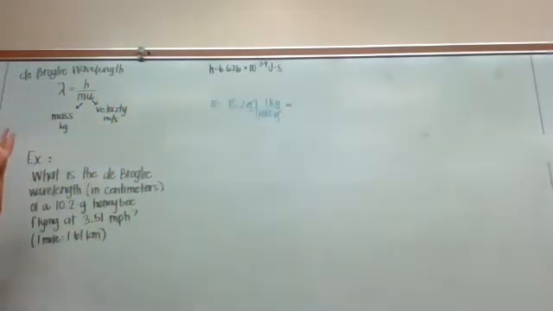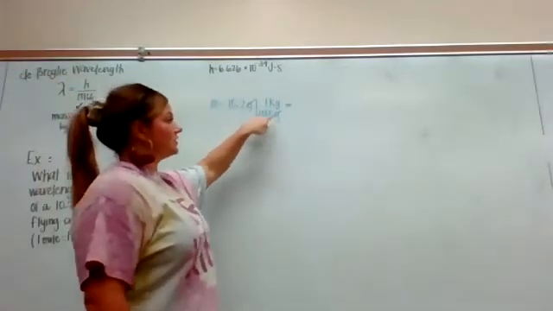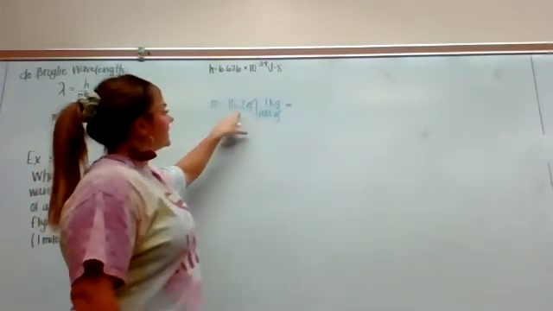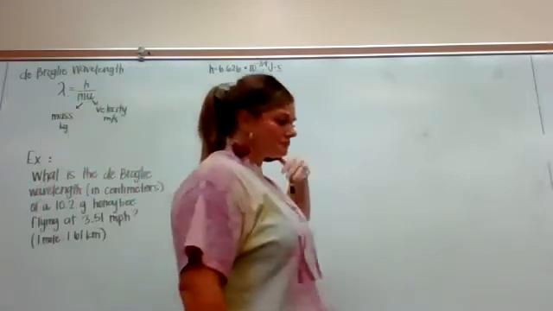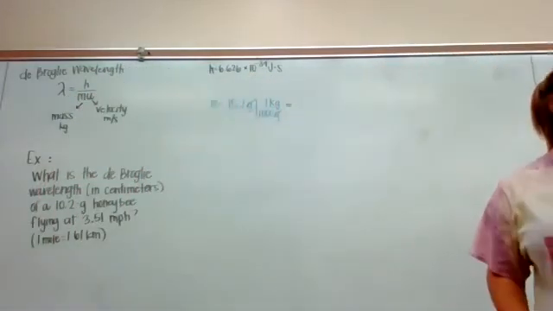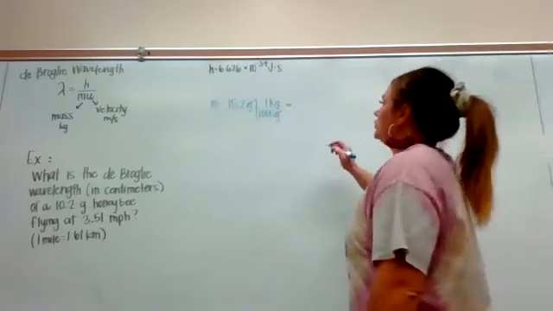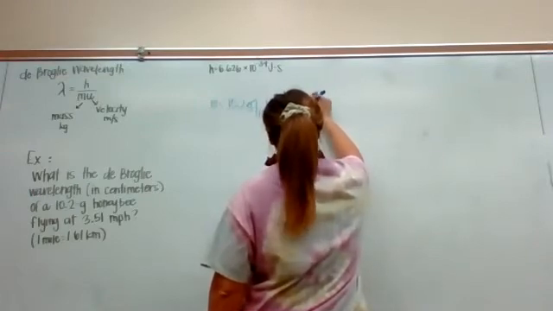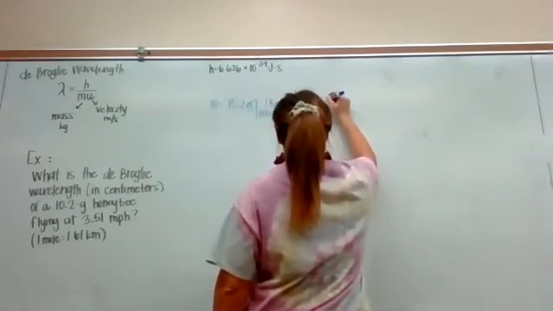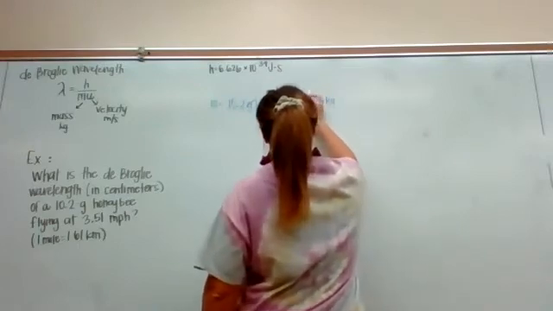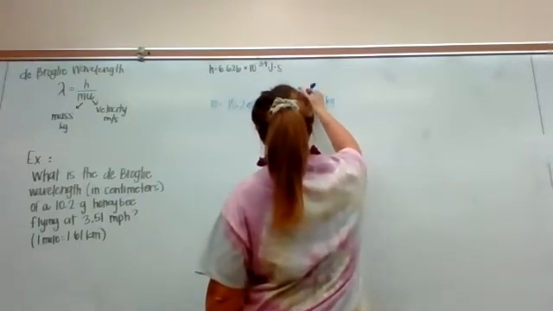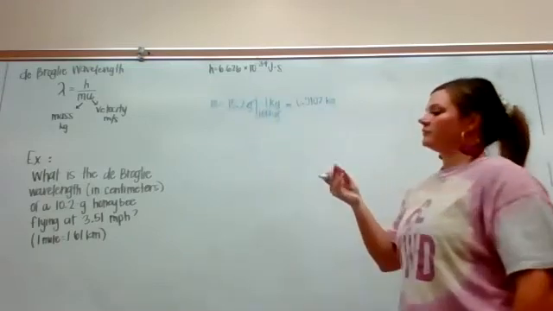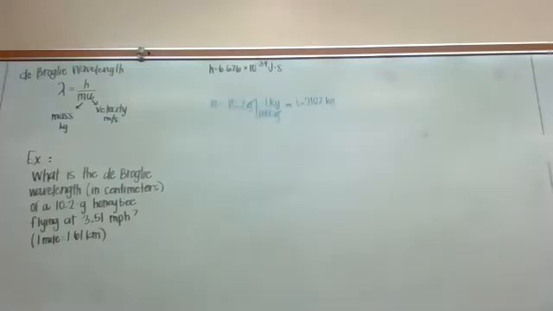All I need to do is take grams to kilograms. So I know that 1 kilogram has 1,000 grams. So I'm going to divide 10.2 by 1,000. That's just going to move my decimal 3 places to the left. Okay. So you could have just moved your decimal if you knew that, or you could have done this.